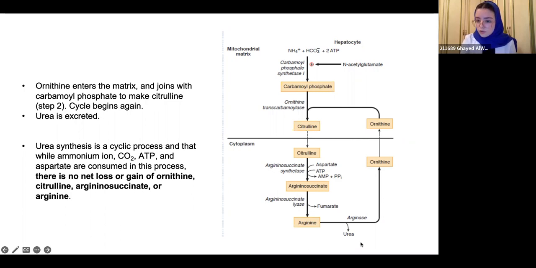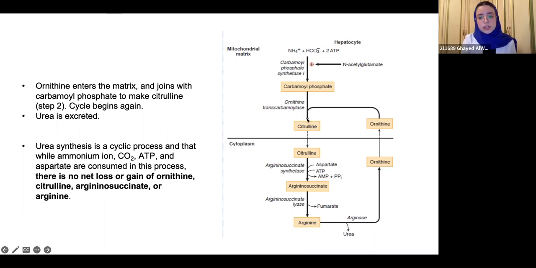So quickly, let's go over them again. So we start at the beginning, we start in the matrix, right? We have ammonium, bicarbonate, and 2 ATP molecules, and we use these three to make carbamoyl phosphate, and the enzyme is carbamoyl phosphate synthetase 1. And so N-acetyl glutamate is the obligate activator of this enzyme, meaning without it, it's not activated and the reaction doesn't take place. And now after we get carbamoyl phosphate, it combines with ornithine to make citrulline. And the enzyme here is ornithine transcarbamylase.